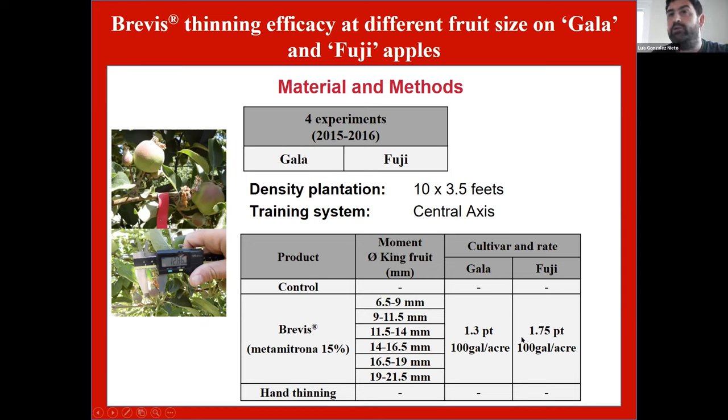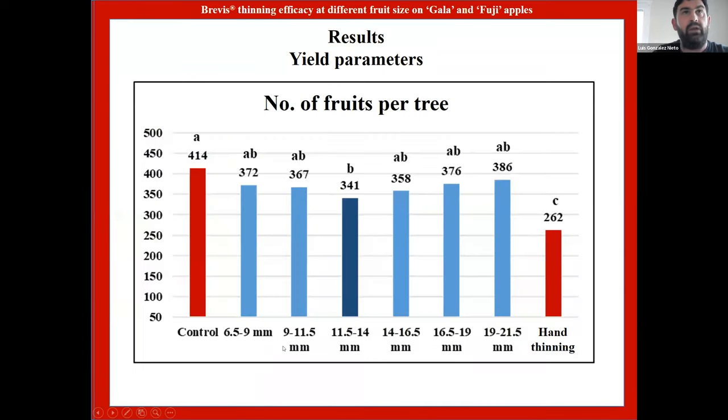This rate is the usual rate that we spray this product in Spain. The maximum rate in the register is 1.75. And we sprayed the usual rate for these cultivars. And we compared all these treatments with hand thinning.